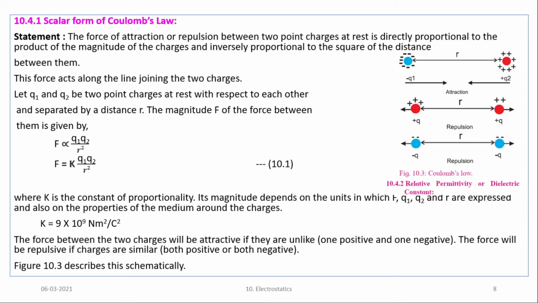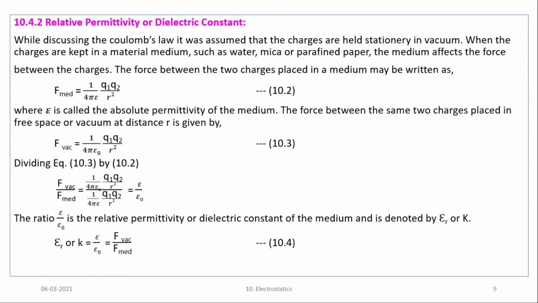So if we take two unlike charges, then there is a force of attraction between these two charges. If we take like charges, positive positive or negative negative, then there is a force of repulsion between those two charges. Next term is relative permittivity or dielectric constant.